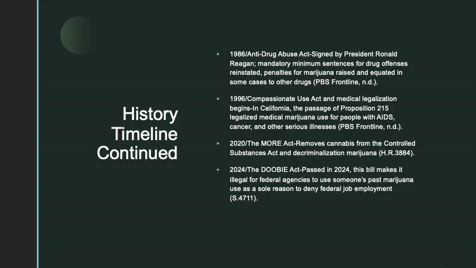And I'll talk a little bit more about that further on in the presentation, as well as the other two that I'm about to mention. 2020, the MORE Act removes cannabis from the Controlled Substance Act and decriminalization of marijuana. And then 2024, the Doobie Act passed in 2024. This bill makes it illegal for federal agencies to use someone's past marijuana use as a sole reason to deny federal job employment.